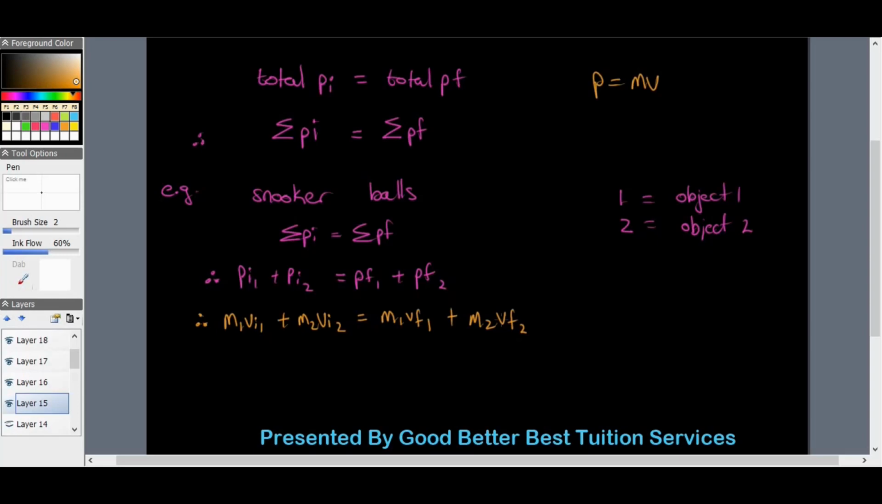The only time this formula will change is if the objects collide and they stick to each other. In which case, the right-hand side, i.e. this side, will change. Which I'll demonstrate in just a second. This was the first type of example. If you have a second type of example, let's have cars collided. And stayed attached.